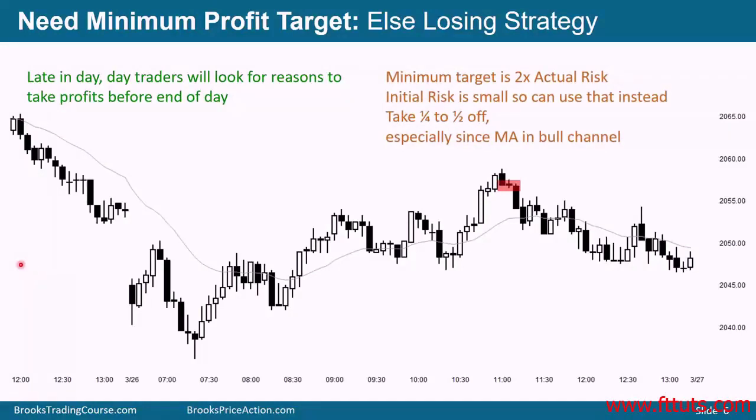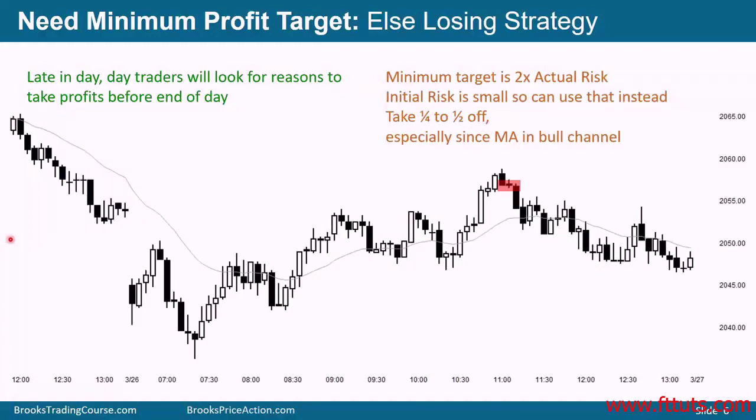On any trade, the minimum target is always 2 times the actual risk. If you sold below the low of this bar, you entered on this bar, you actually only had to risk to above the high of this bar, so you risked very little. Mathematically, it's always reasonable to take profits at 2 times your actual risk. However, if 2 times your actual risk is smaller than the minimum scalp, that does not make sense.